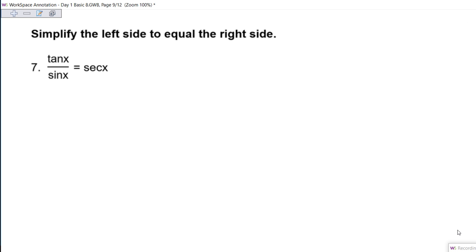Now for this last group of problems, it says to simplify the left side to equal the right side. Now you may see instructions that say verify.